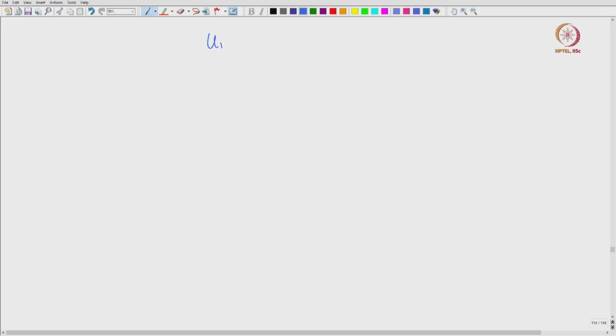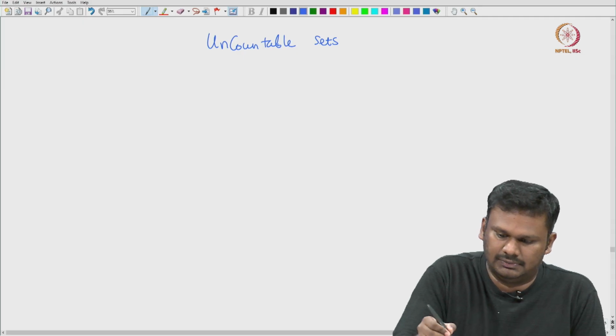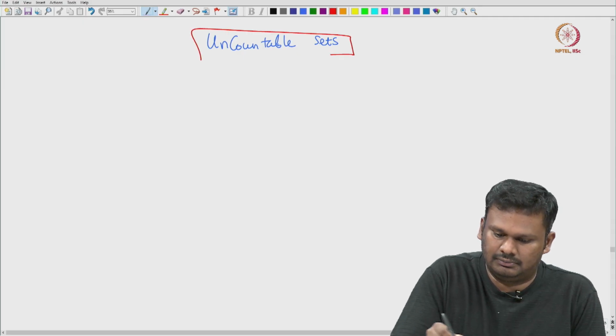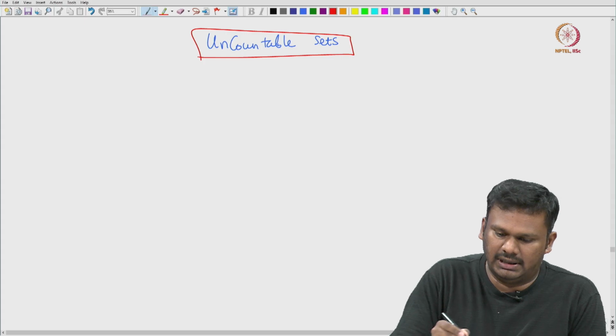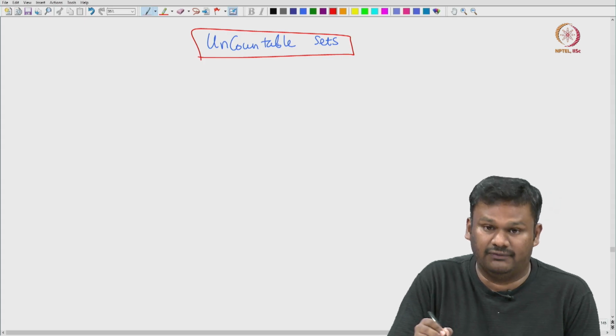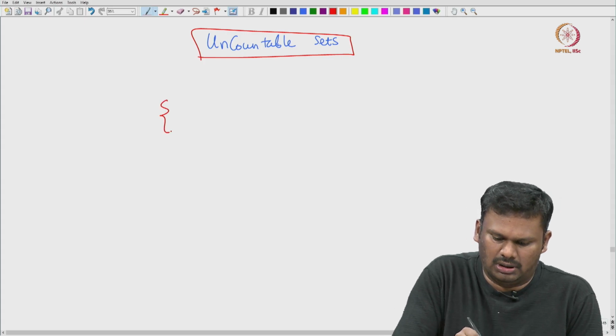Welcome back everyone. In this lecture we will continue to study uncountable sets. So first let us look at what happens to the Cartesian product of finite {0,1}s. So we want to understand uncountable sets. For that the motivation actually comes from first understanding the Cartesian product of this {0,1}.